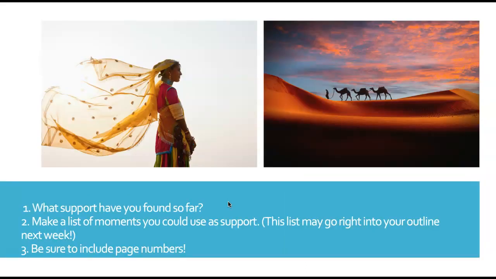Something you can do as you go is make a list of moments you could use as support. And this list that you create, maybe on a Word document, can go right into your outline when you write your outline. Be sure to include page numbers so that you don't lose where these things are in the book in case you need to reference them again.